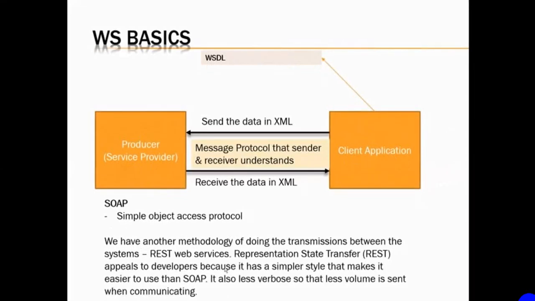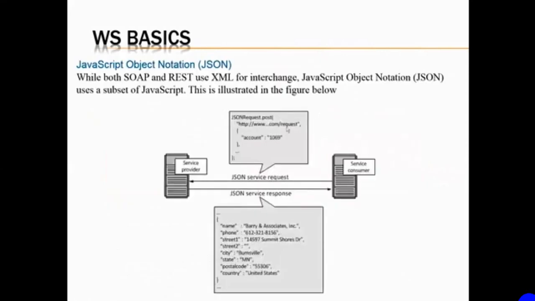Now, we know the XML format. Everyone has seen how XML looks, with XML tags. As I said, data communication between systems can also happen through JSON, JavaScript Object Notation. JSON goes with name and value pairs. It goes like this: name equals this, phone equals this, street one equals something like that.